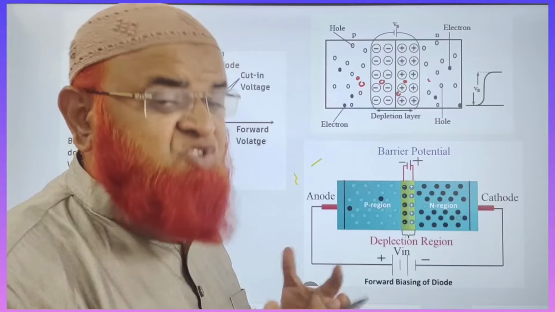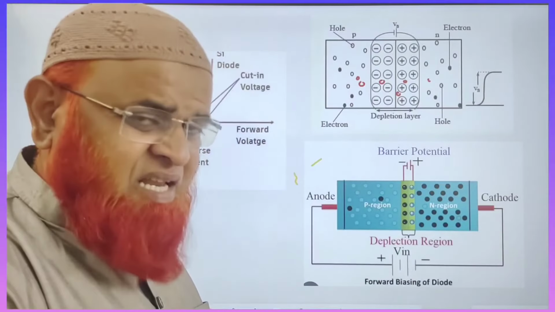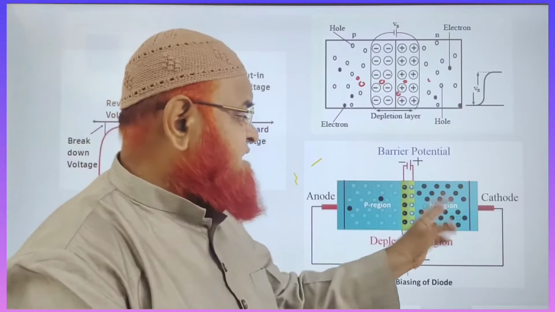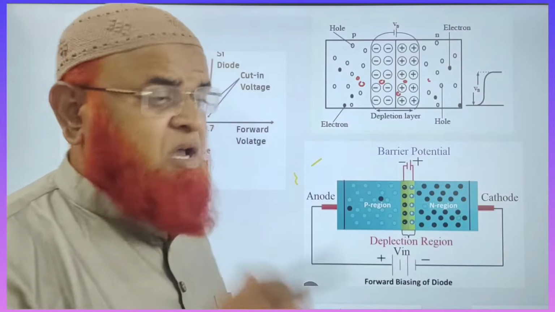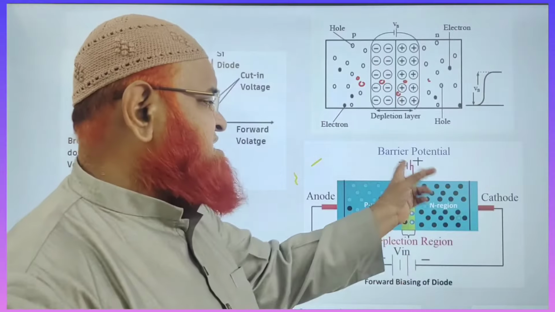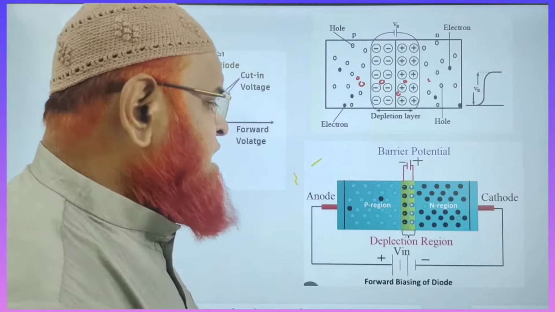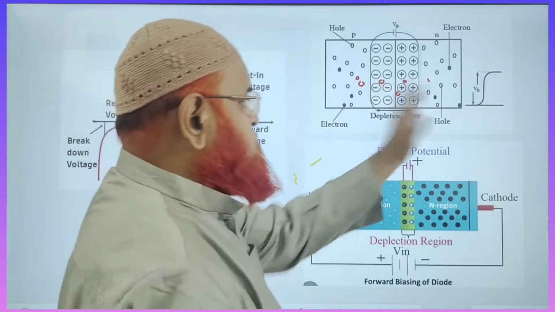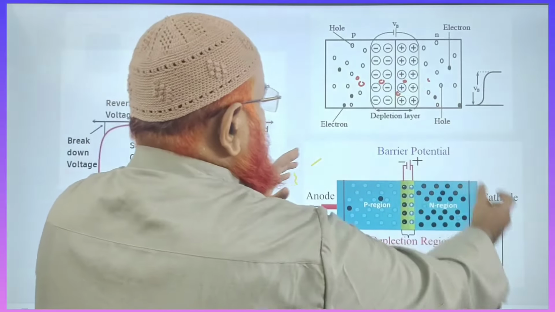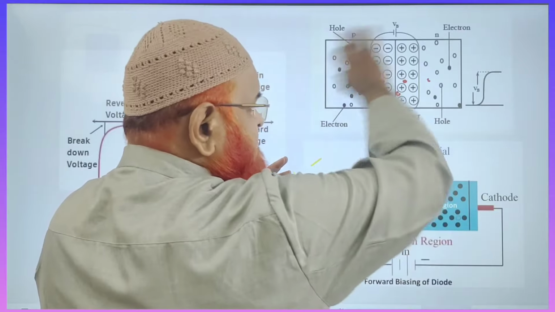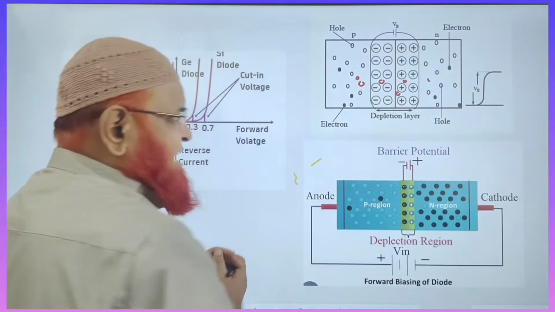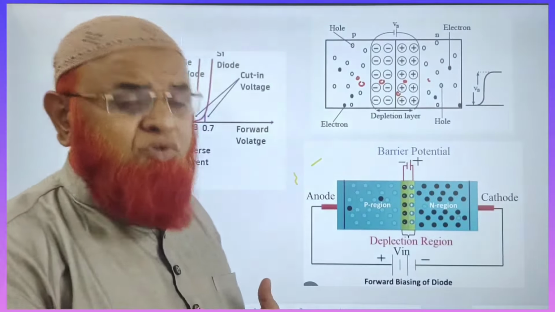That's why it is called a potential barrier. Barrier means just like a wall, it does not allow further movement of electrons and holes. Hope you are understanding now. And because of which this is acting like a potential barrier. If you want the electrons to shift that side and holes to shift this side, what should you do here?